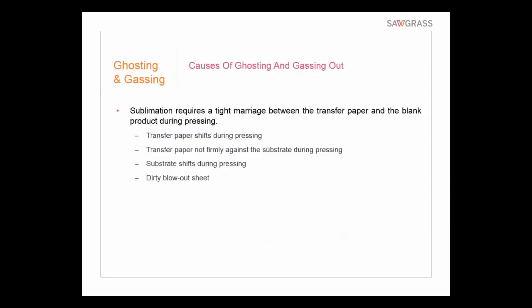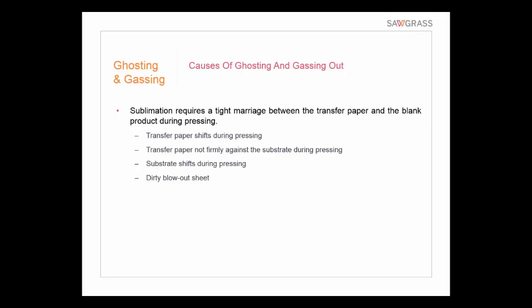All right, so knowing what causes it leads to being able to solve it, okay? And what's causing it is transfer paper shifts during pressing. Okay, covered that pretty well. Maybe it's not firmly against the substrate during pressing. That's the gassing out. So we covered that. The substrate itself shifts, but it's unlikely to shift without the paper going with it. Possible, I guess. And then dirty blowout sheet.